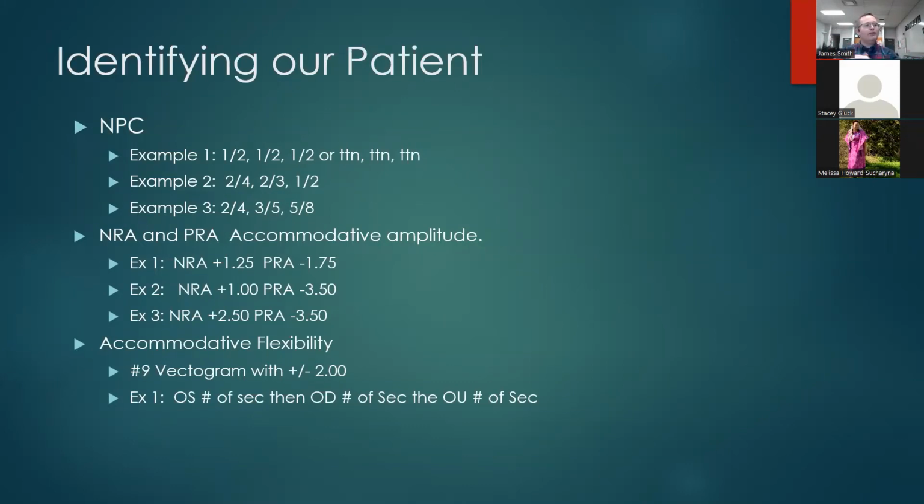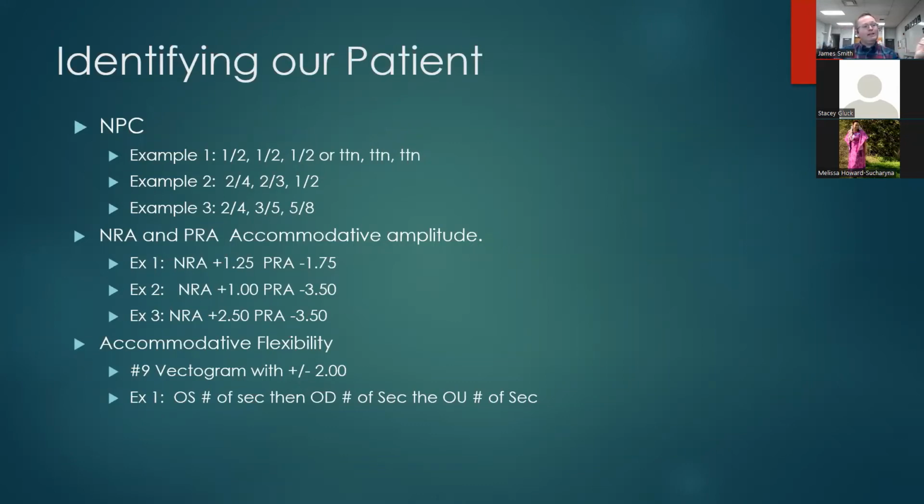Okay, so that would be a very strong accommodative system. Then accommodative flexibility. We use the Vectogram number 9. It has the circles around it, and then it has the letter charts in the middle of it. I think the center line, line number 6, is solid all the time. Lines 4 and 5 are left eye or right eye. And so you can sit there and rock back and forth. You can do it monocular or you can do it OU.